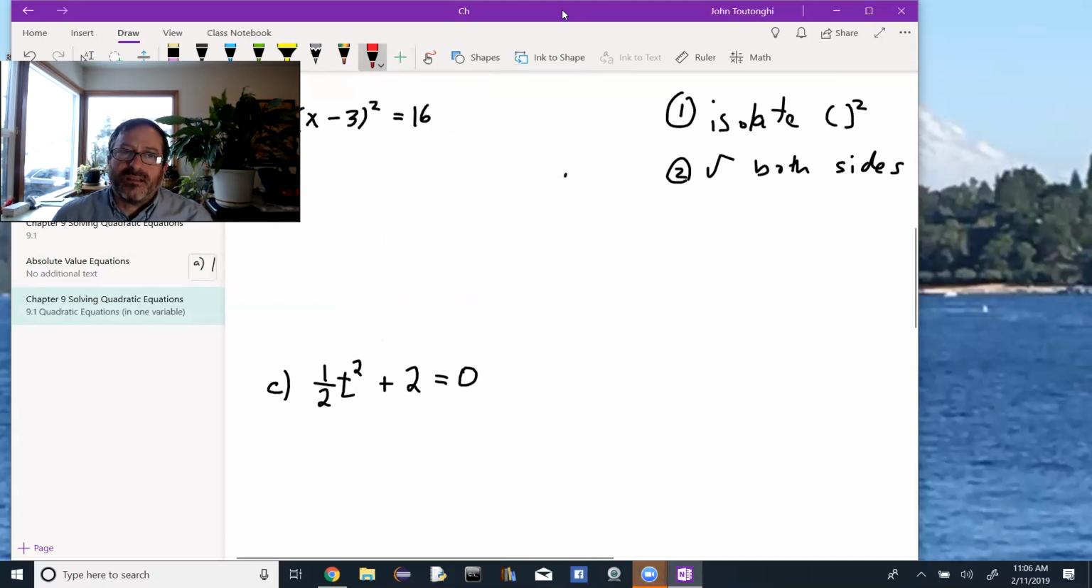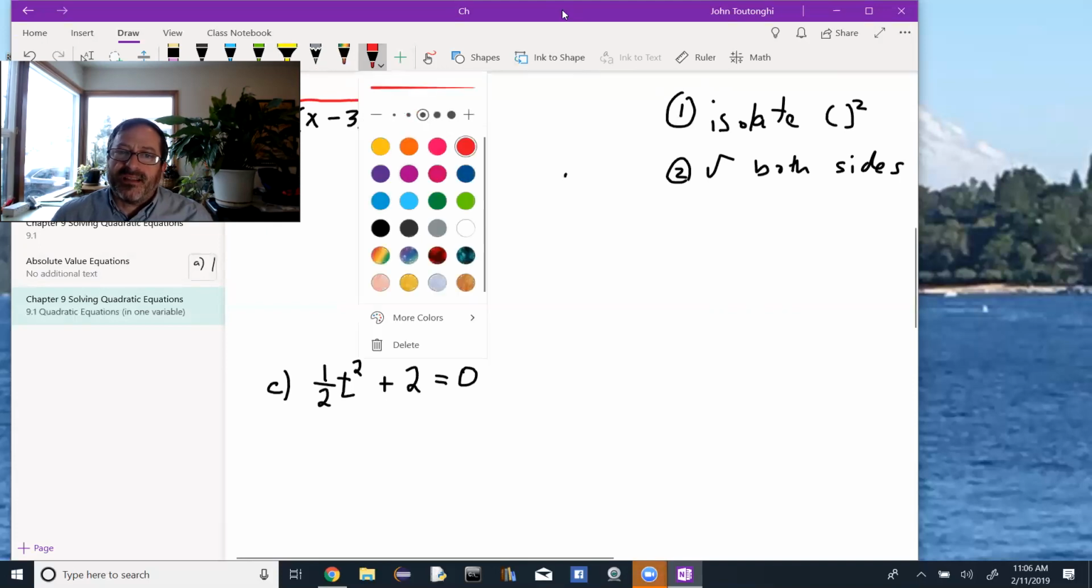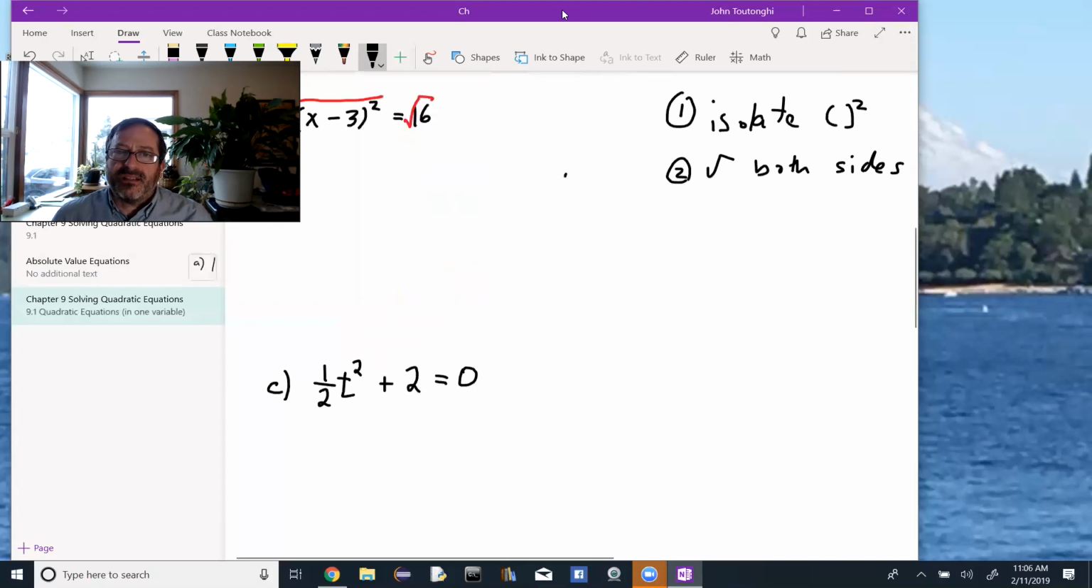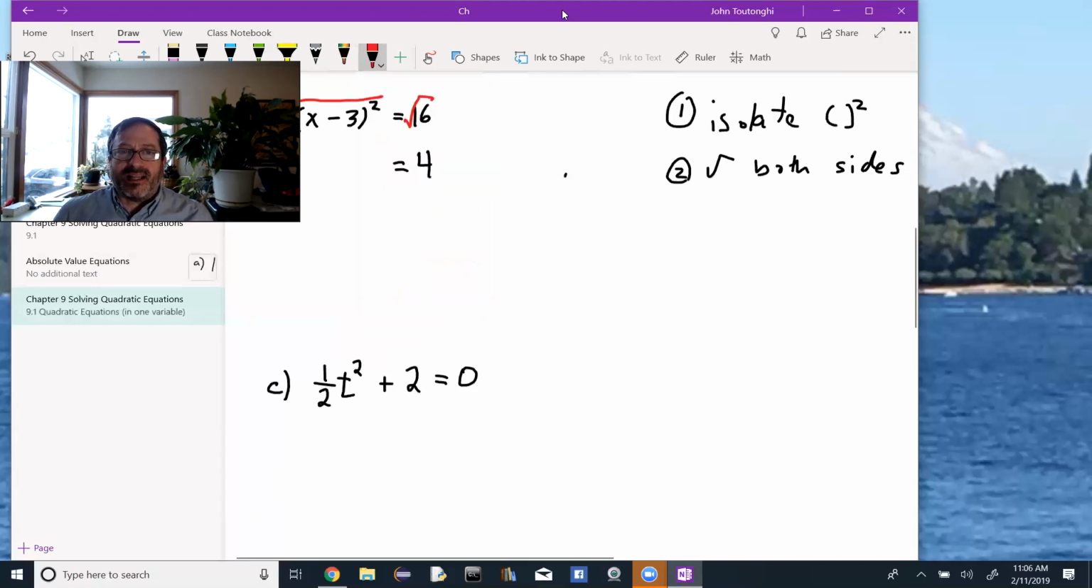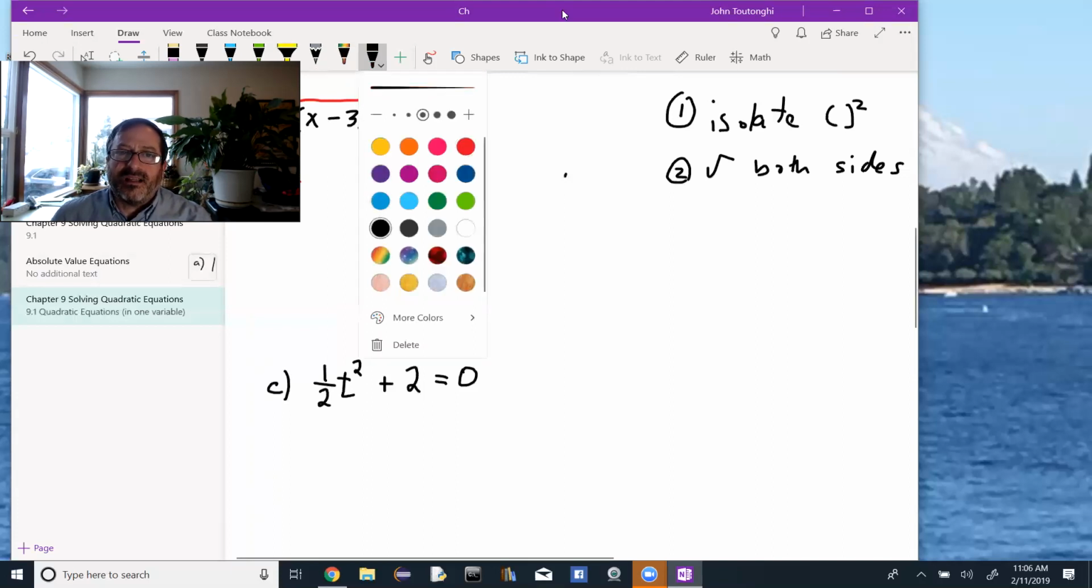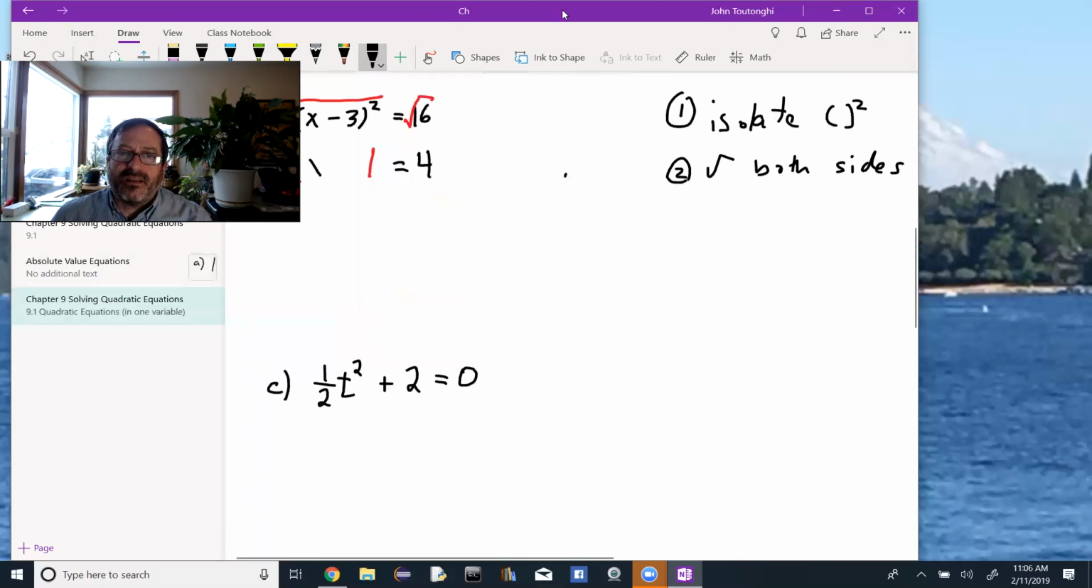By taking the square root of the left equals the square root of the right. If I look at the right side of this equation first, it's a little easier. We know what the square root of 16 is. It's 4. On the left, I'm taking the square root of something squared, and I can no longer make an assumption that that thing is positive. So I need to add in these absolute values. And I'll get the absolute value of x minus 3 equals 4.